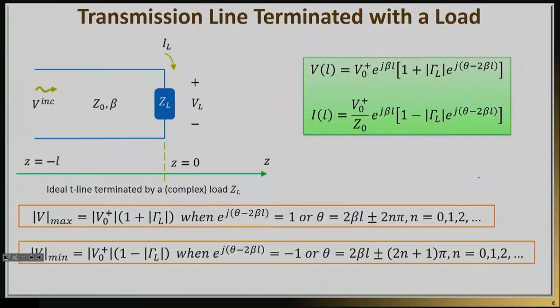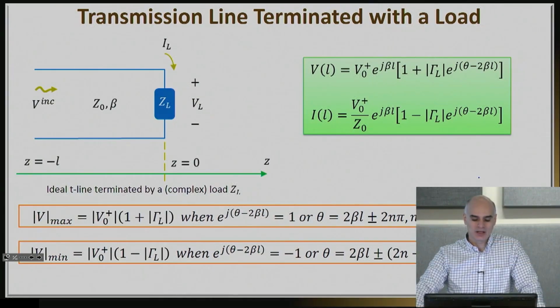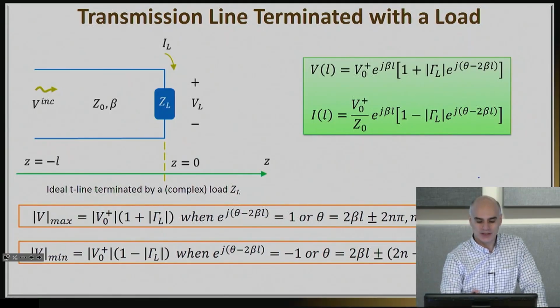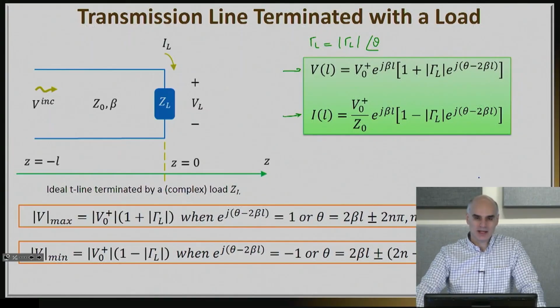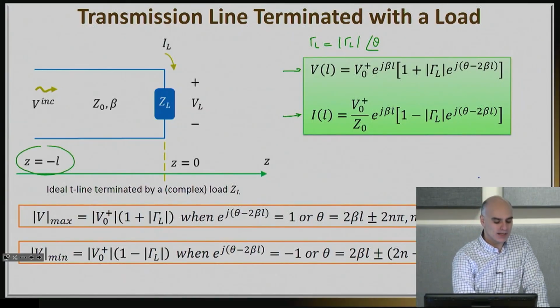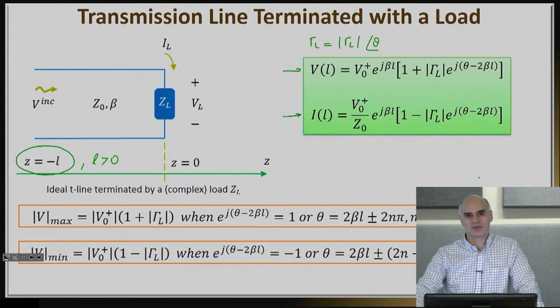Let's examine these expressions a little bit more carefully, to gain some insight into what they truly tell us about the physics of this problem. First of all, I have written exactly the same expressions for voltage and current right here, but I've made two substitutions. The first is that I expressed my gamma L as a complex number, with magnitude gamma L and phase theta. And also, because my load is at z equals 0 and z is negative, I express z as negative L, so basically L is the length away from the load and is a positive number.